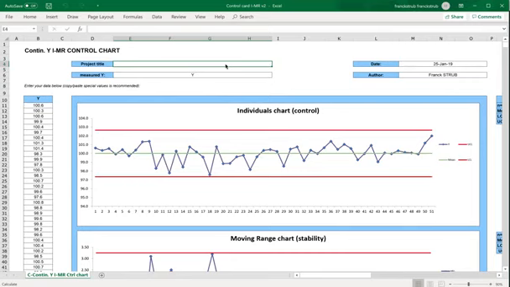Good morning. With this tutorial, I will explain how to build a control chart, or a control card, for a continuous Y. The first thing to understand is that with this control card you build an individual and moving range control chart for a continuous Y.